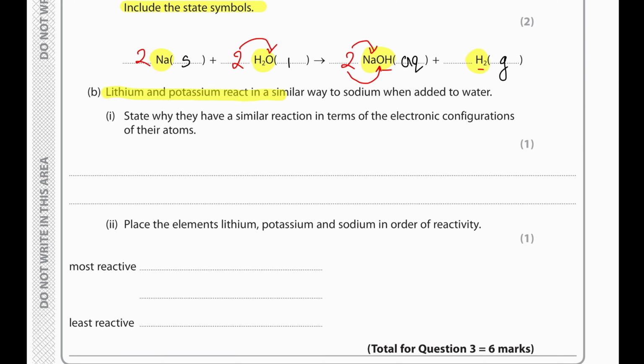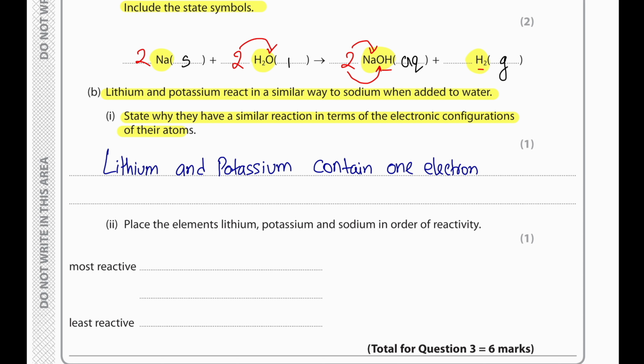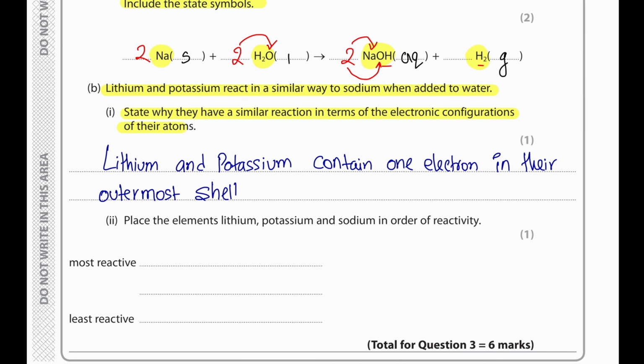Lithium and potassium react in a similar way to sodium when added to water. State why they have similar reactions in terms of electronic configuration. We know that they both contain 1 electron in their outermost shell, and also the outermost shell's electron decides the reactivity of a particular element. Since they have the same number of outermost shell electrons, they will have similar reactivity.